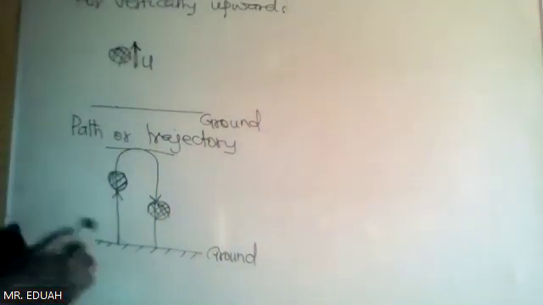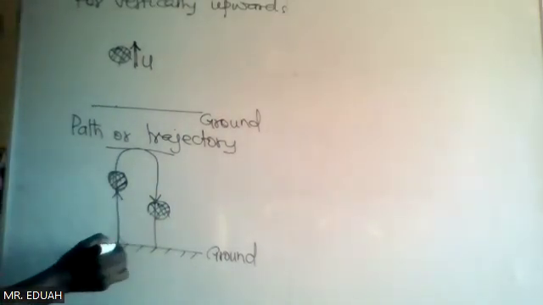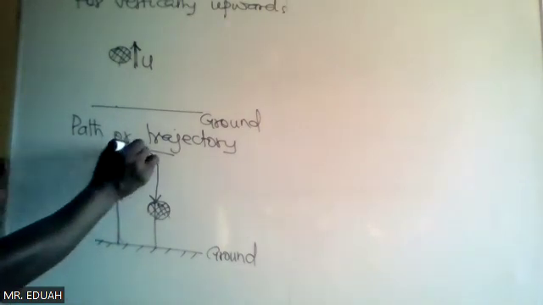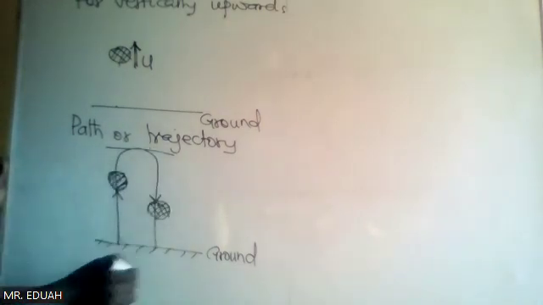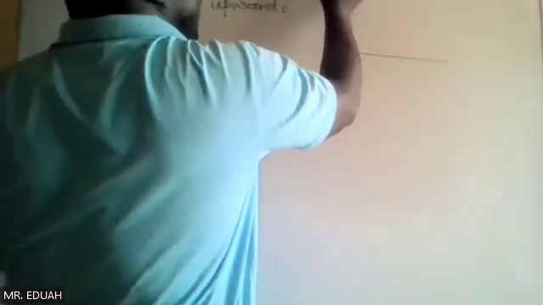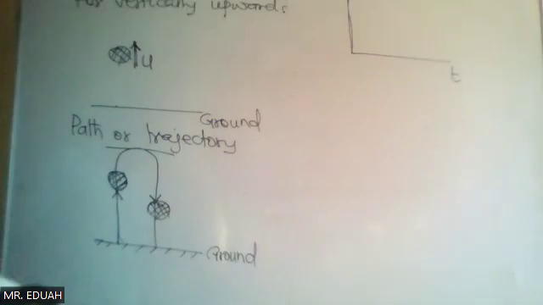All right, so the body would go up, cover some height, get to the maximum height, and then will return. So the displacement time graph, displacement or height time graph. Don't forget the height.